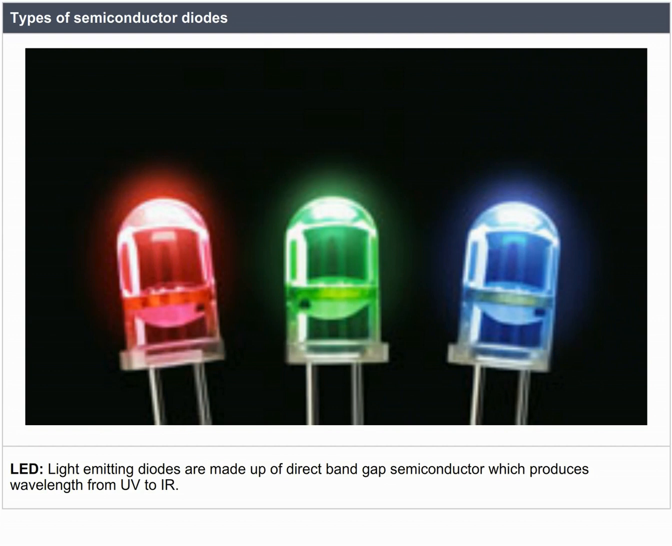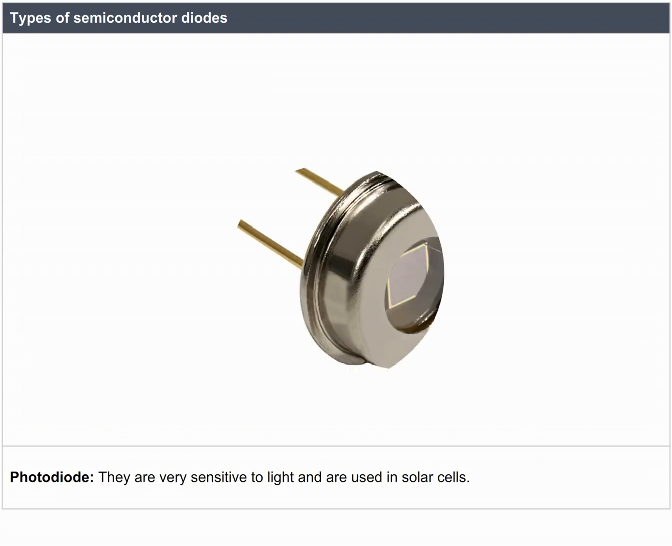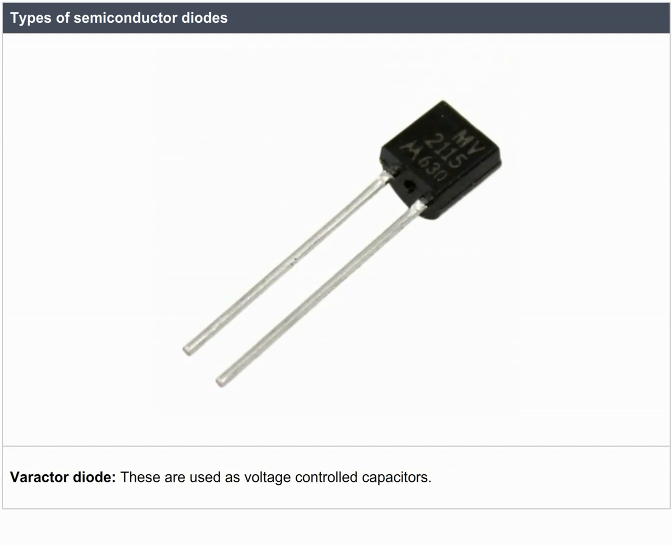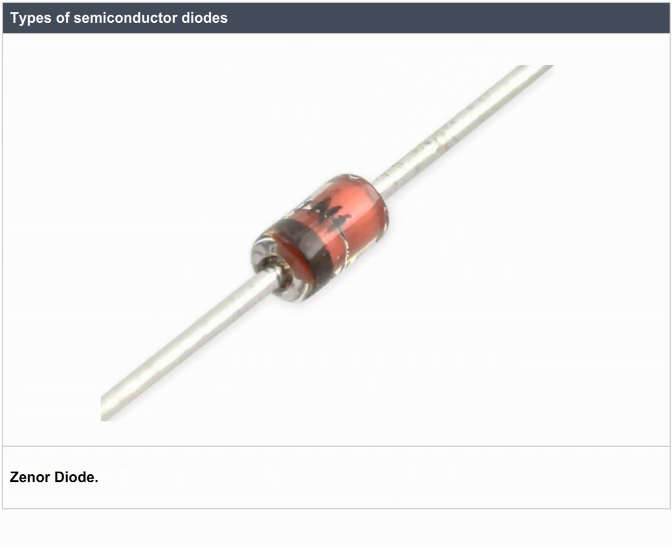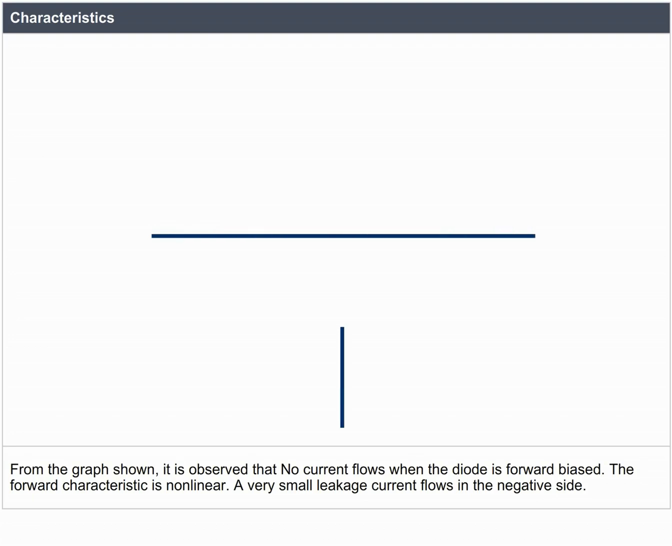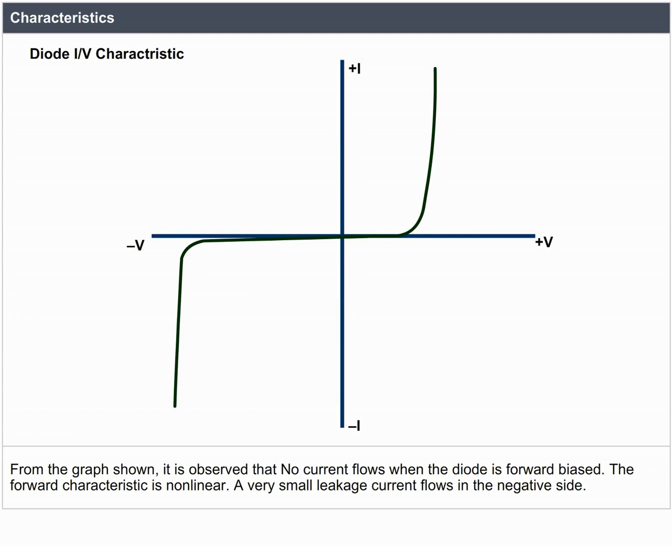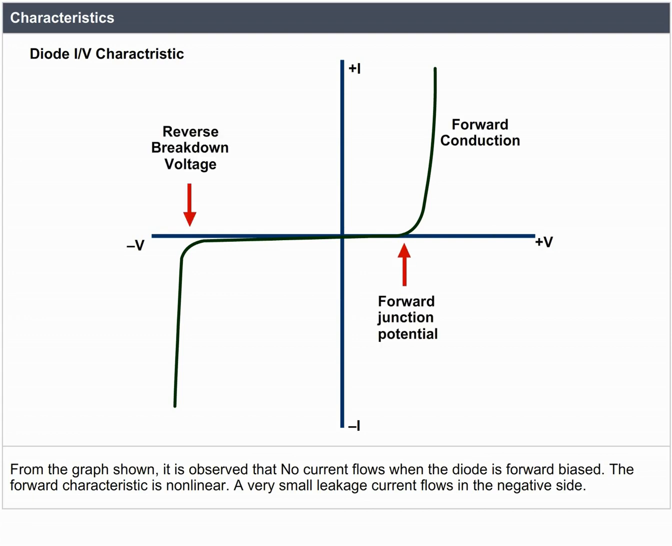Photodiode. They are very sensitive to light and are used in solar cells. Varactor diode. These are used as voltage-controlled capacitors. Zener diode. Characteristics. From the graph shown, it is observed that no current flows when the diode is reverse biased. The forward characteristic is non-linear. A very small leakage current flows in the negative side.